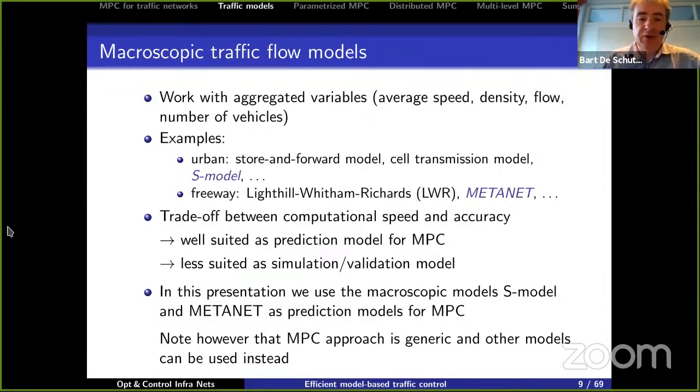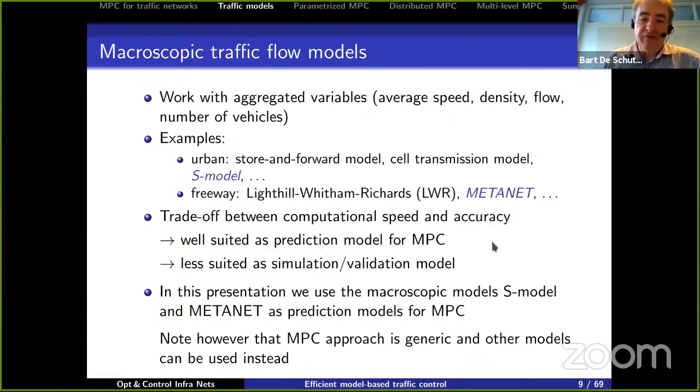For freeways, we also have several macroscopic traffic flow models. A well-known one is the Lighthill-Whitham-Richards model. In today's lecture, I'm going to focus on the METANET model. The METANET model will also be considered in more detail in the lecture of Professor Papageorgiou later this week.